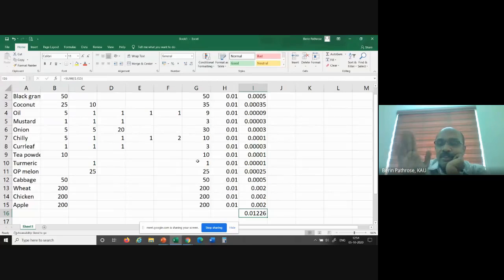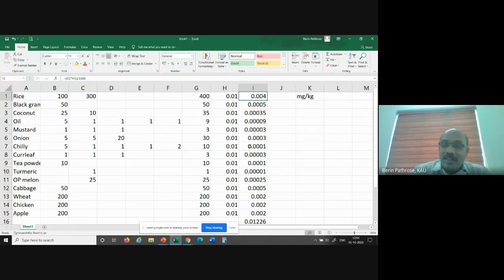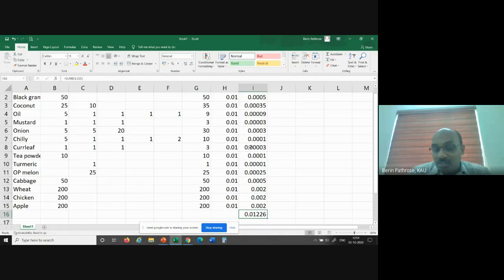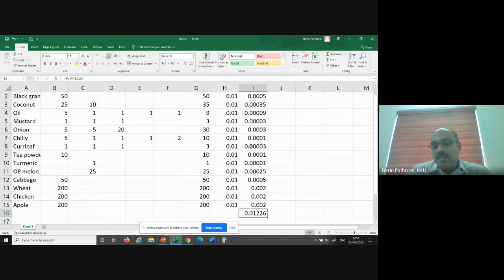So this is with respect to the entire diet. What we are imagining is that the entire commodity, all the commodity, rice is having quinalphos, black gram is having quinalphos, coconut oil, mustard, everything is having quinalphos residue, and adding it up, theoretically we say that Shikha has consumed 0.01226 ppm of quinalphos yesterday, and we will compare this value with the ADI value, acceptable daily intake value for quinalphos.